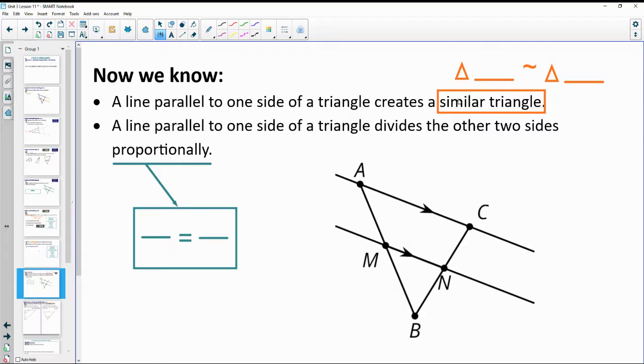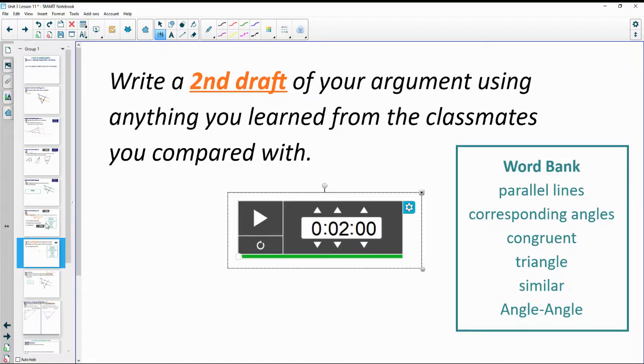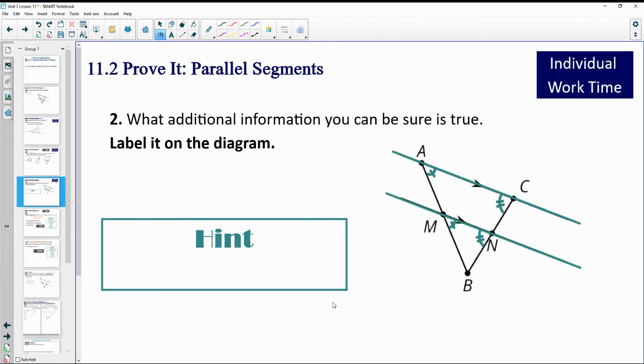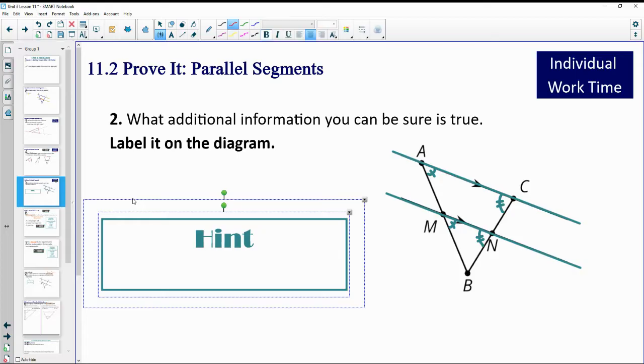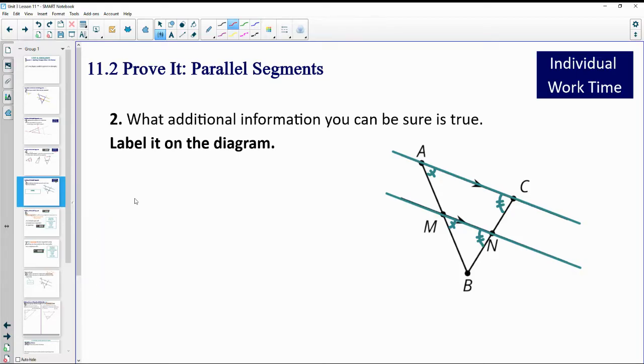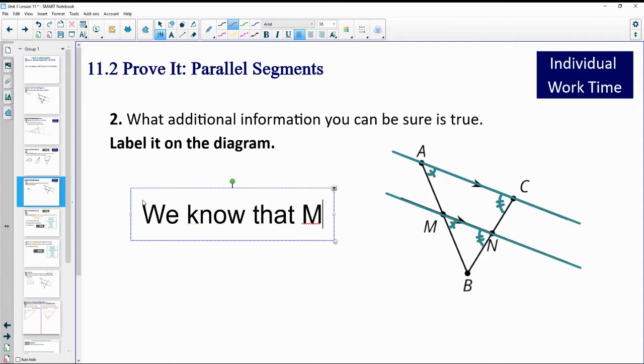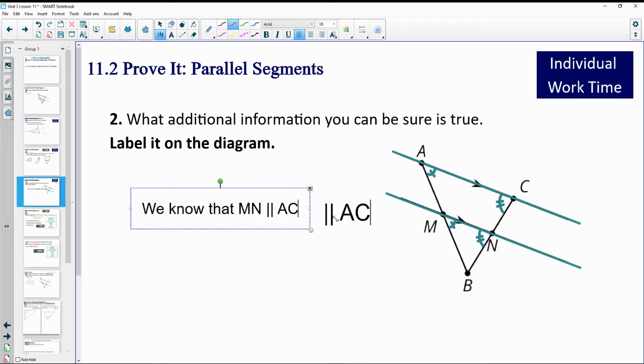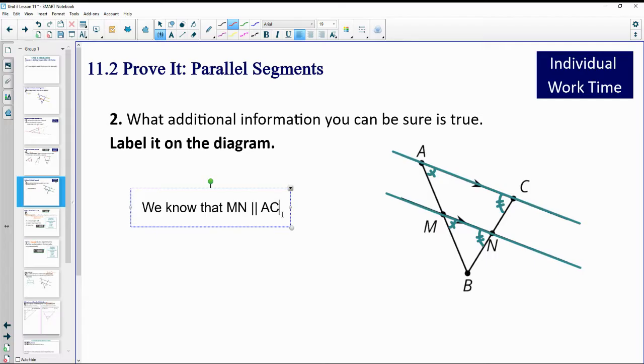Okay, so when we're taking a look at this, let's go back and write this proof here. I'm going to write it on this screen, so let me get rid of this. If we're going to write this, we know that segment MN is parallel to AC, because that was given to us in the problem.